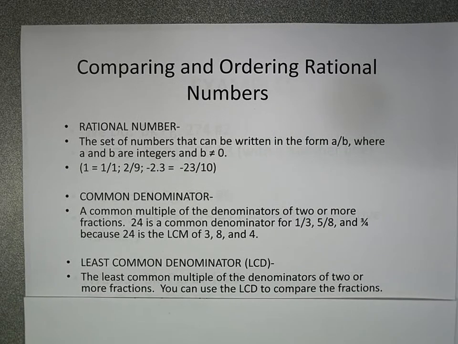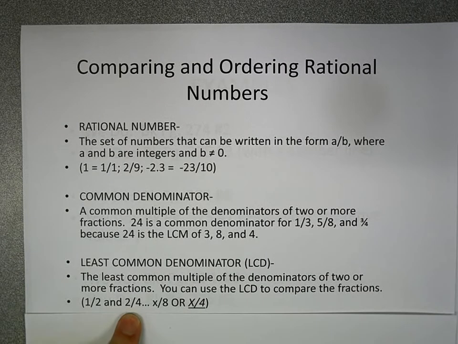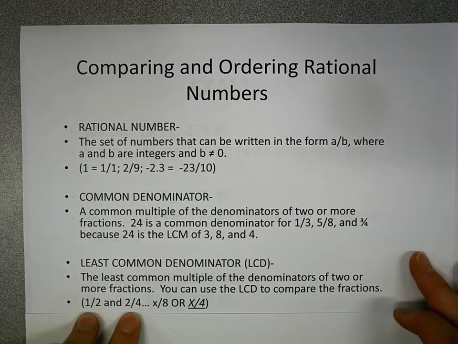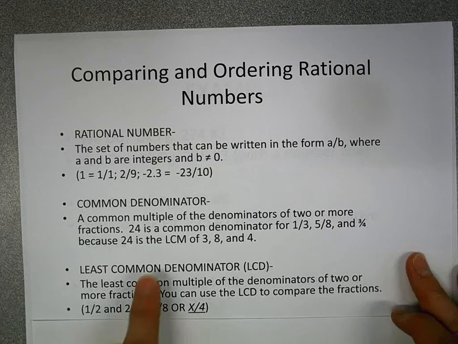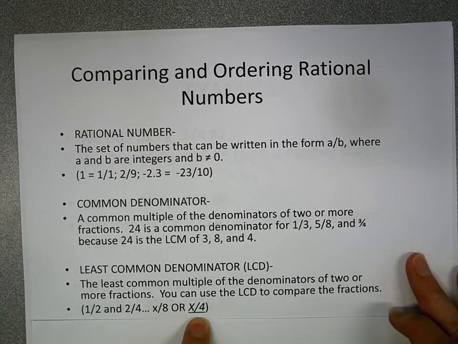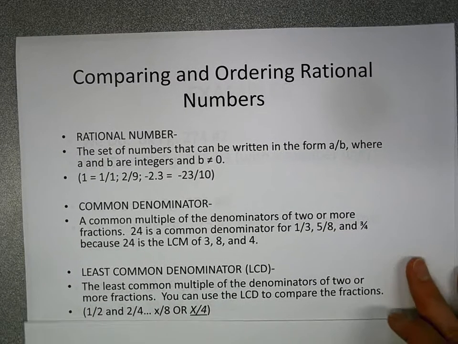It says you can use the LCD to compare the fractions. And that's actually what we're going to be doing today. So for example, in your little box, if you have something like 1/2 and 2/4, you can find a common denominator, meaning you could put a number over 8. That's what the X means. But the least common denominator is 4. So it's showing that you can put a number over 4. 4 being the denominator is the least common denominator.